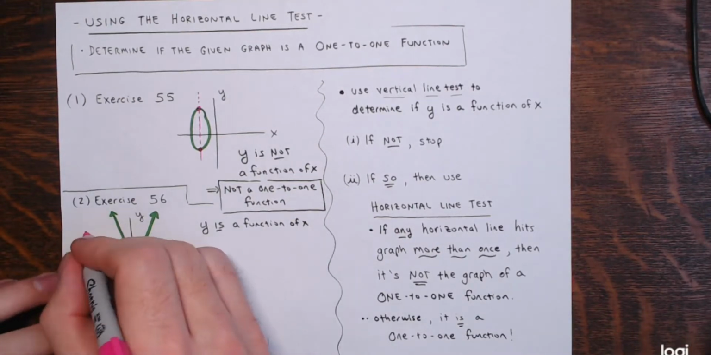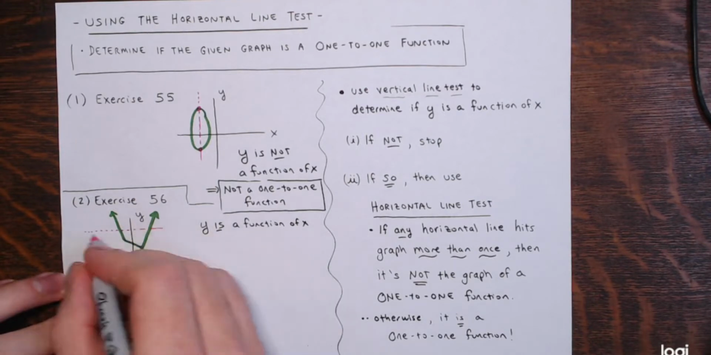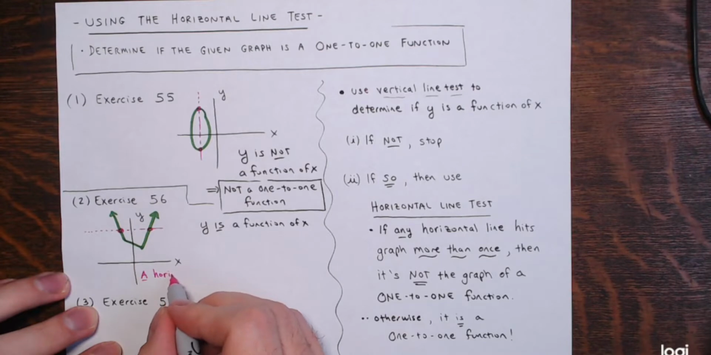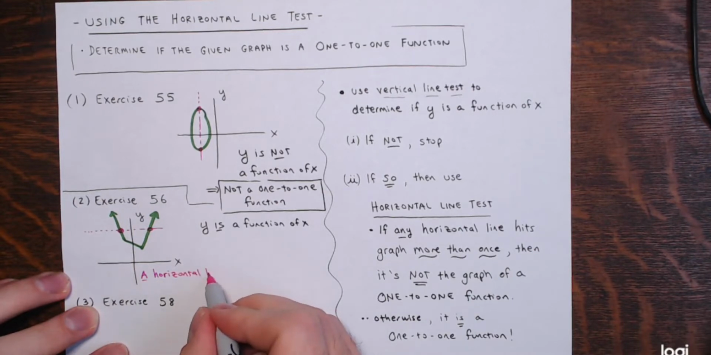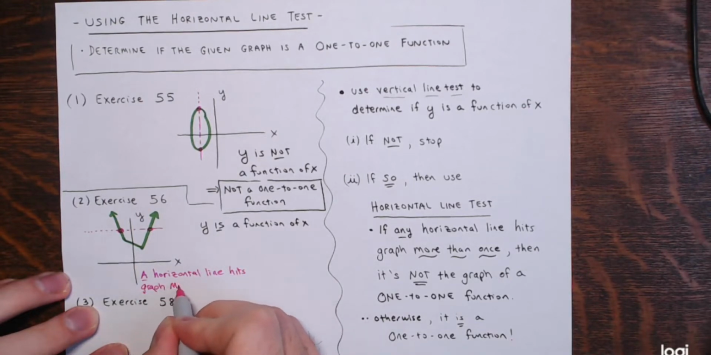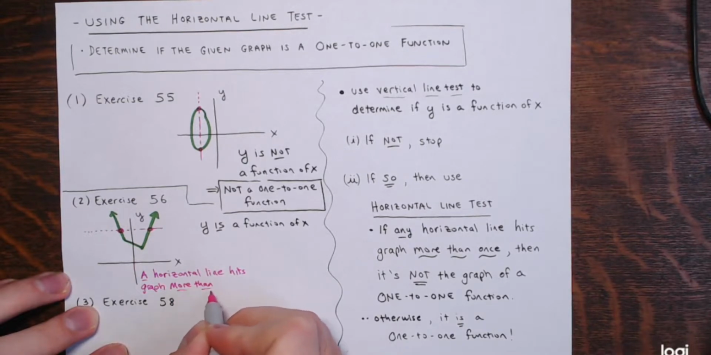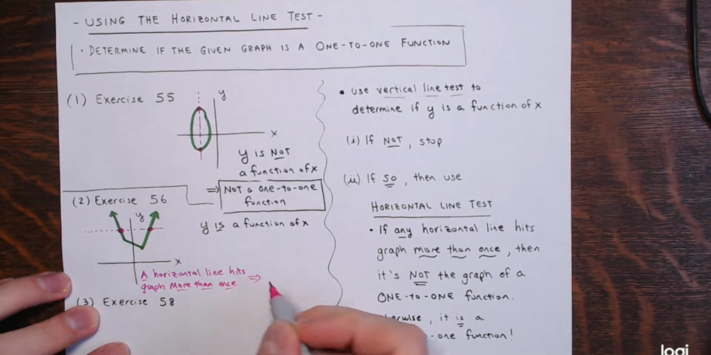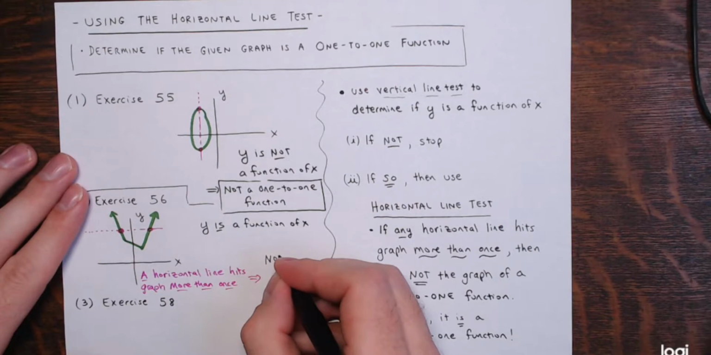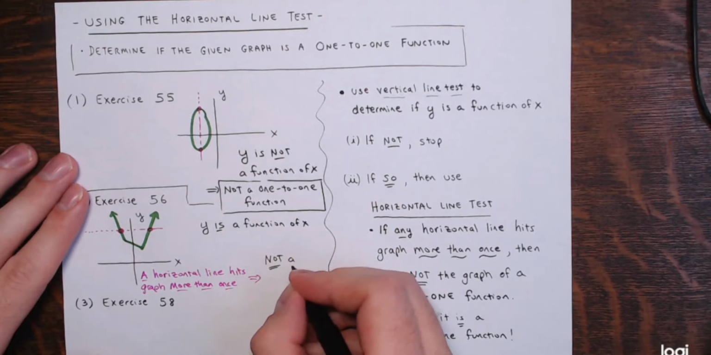Is it a special function? And that's where it's failing, right? Here's a horizontal line hitting the graph more than once. As long as you find one of them, if you find any horizontal line that hits the graph more than once, the function's not one-to-one. So a horizontal line intersects the graph more than once, telling me that sure, y is a function of x, but it's not a one-to-one function.